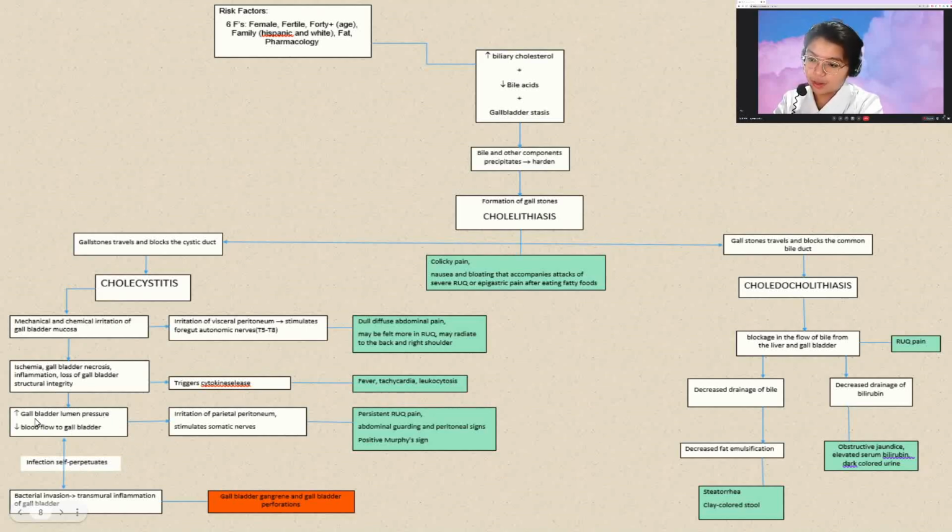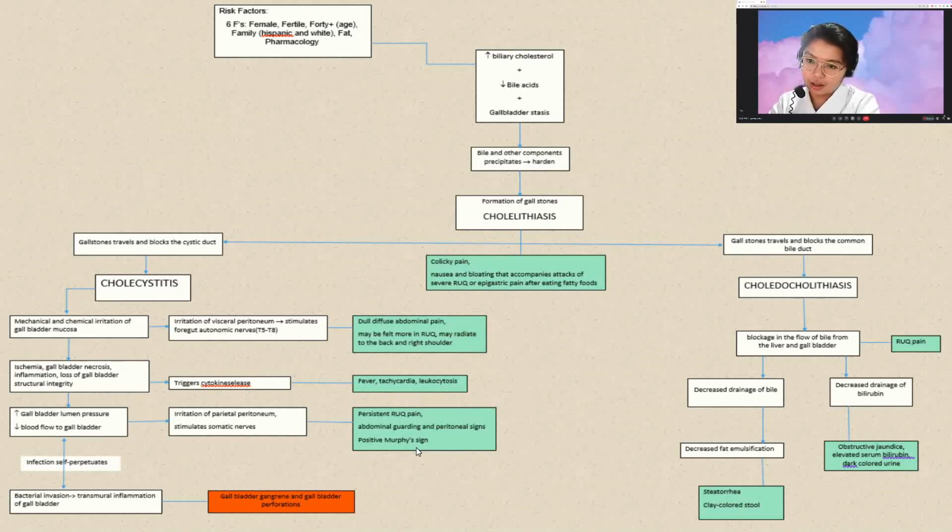Now, when there is increased gallbladder lumen pressure and decreased blood flow to the gallbladder, there is irritation of the parietal peritoneum that stimulates the somatic nerves. Now, what does this manifest as? It manifests as persistent, it's not colicky anymore, it's persistent right upper quadrant pain, and the patient will manifest abdominal guarding and peritoneal signs, and also, this is very important, a positive Murphy's sign.